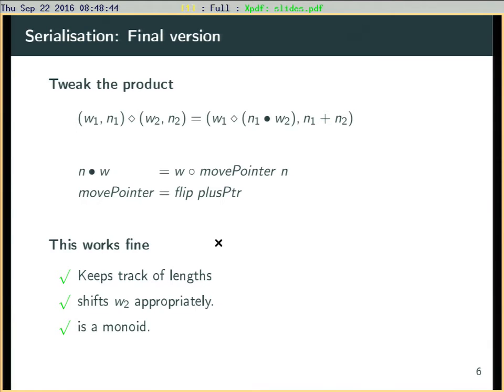Remember that N1 is the number of bytes W1 would have written if executed. So when I say W1 times N1 dot W2, what I'm doing is shifting W2 by as many bytes as W1 would have written. Okay. So W2 now does not overwrite what W1 has written. Okay. And it turns out this is a monoid. It's not so obvious from the definition, but it is a monoid, and this is essentially the semi-direct product construction. Okay. So let's look at what semi-direct product is.